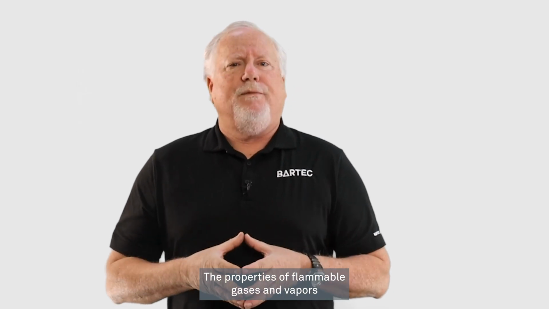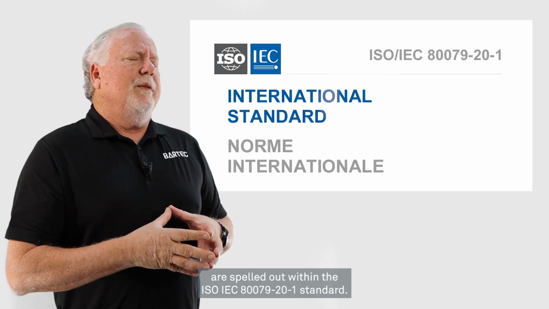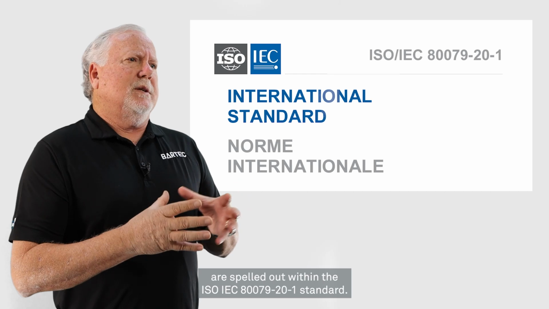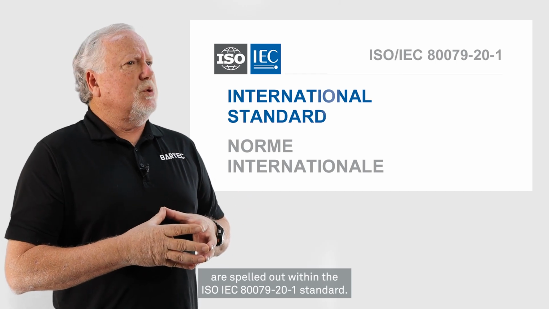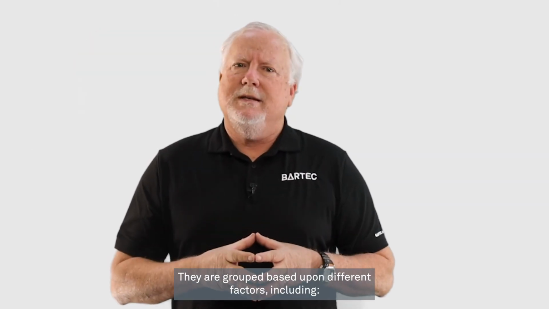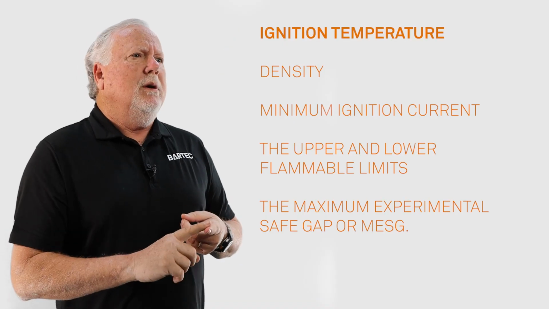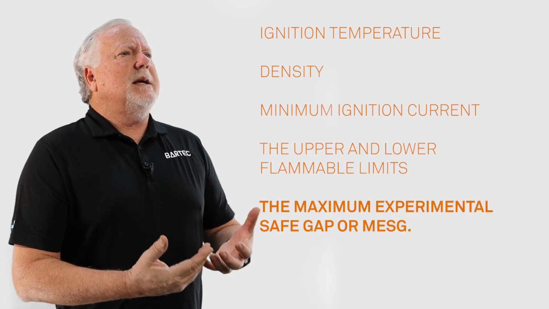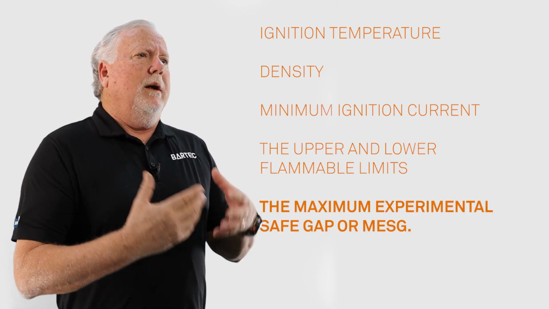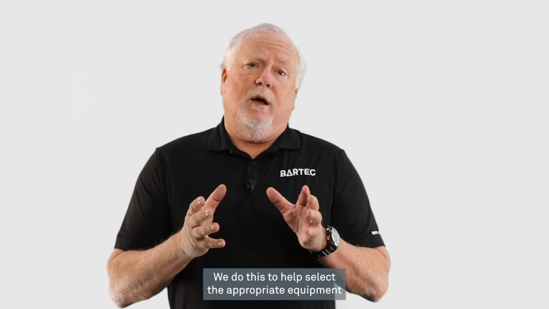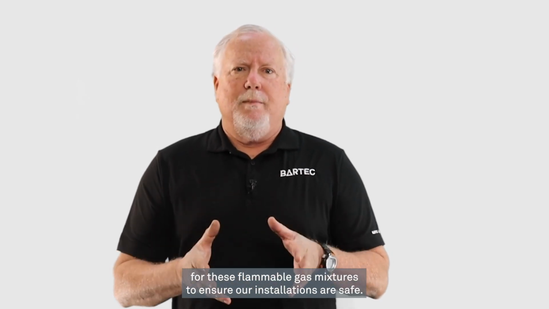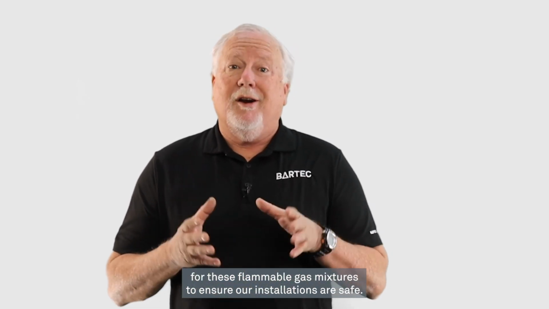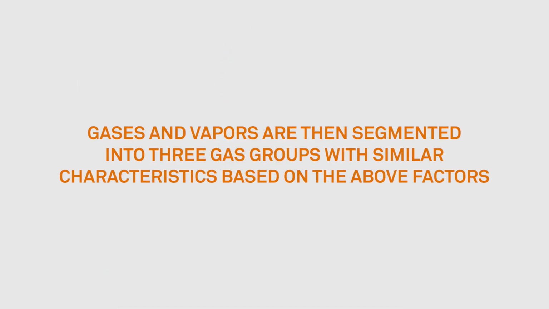The properties of flammable gases and vapors are spelled out within the ISO IEC 80079-20-1 standard. They are grouped based upon different factors, including ignition temperature, density, minimum ignition current, the upper and lower flammable limits, and the maximum experimental safe gap, or MESG. We do this to help select the appropriate equipment for these flammable gas-air mixtures to ensure our installations are safe. Gases and vapors are then segmented into 3 groups with similar characteristics based upon the above factors.